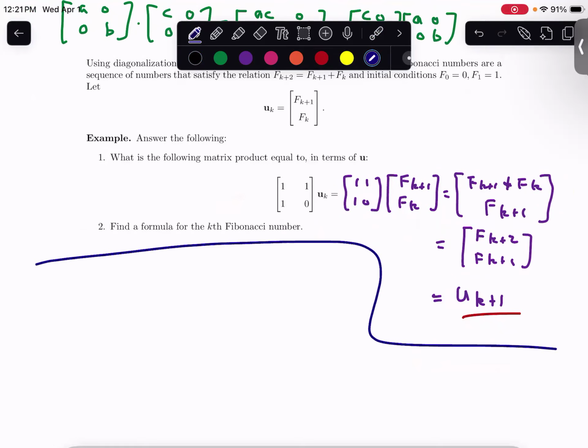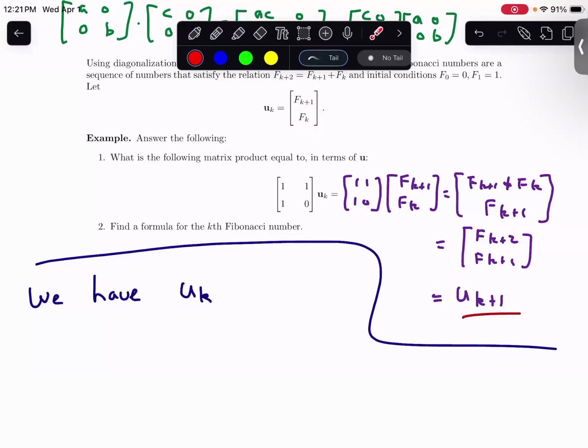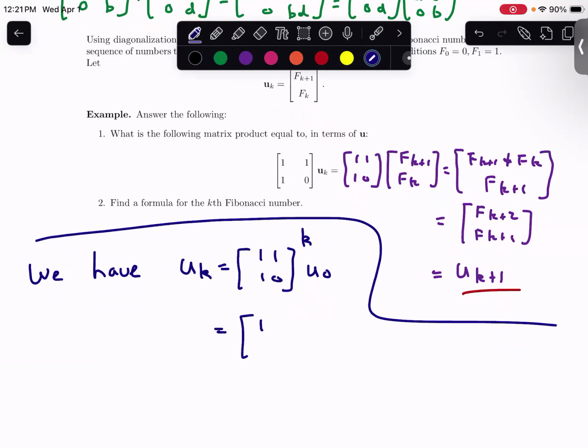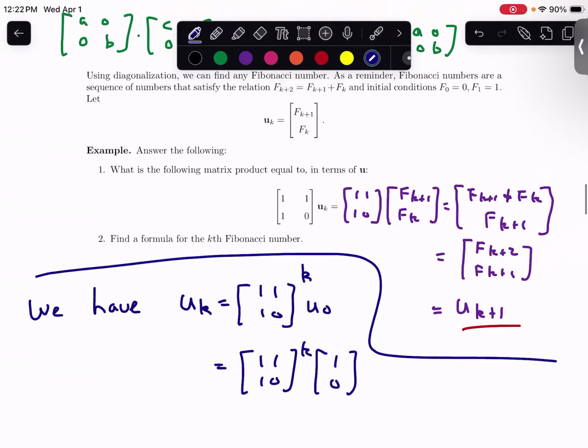So the big idea is that we can end up writing out that u sub k, which gives you the kth Fibonacci number, could be expressed as being equal to this matrix 1, 1, 1, 0 to the kth power multiplied by u0. This is kind of like the base scenario where you have 0, 1. So this is the same thing as 1, 1, 1, 0 to the kth power, and then u naught is equal to 1, 0. And so what I'm getting at is you can find any Fibonacci number by just finding powers of this matrix, right?